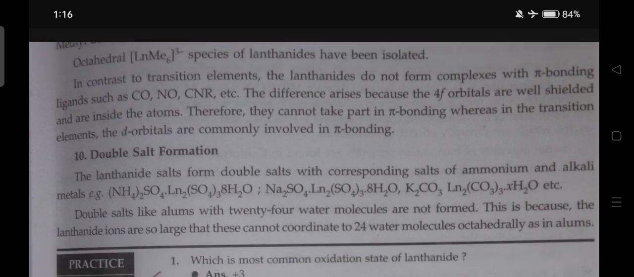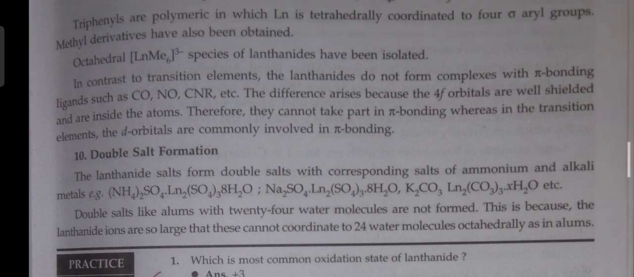Double salt formation. The lanthanide salts form double salts with corresponding salts of ammonium and alkali metals. Double salts like alum with 24 water molecules are not formed. This is because the lanthanide ions are so large that they cannot coordinate to 24 water molecules octahedrally as in alum. Thank you.